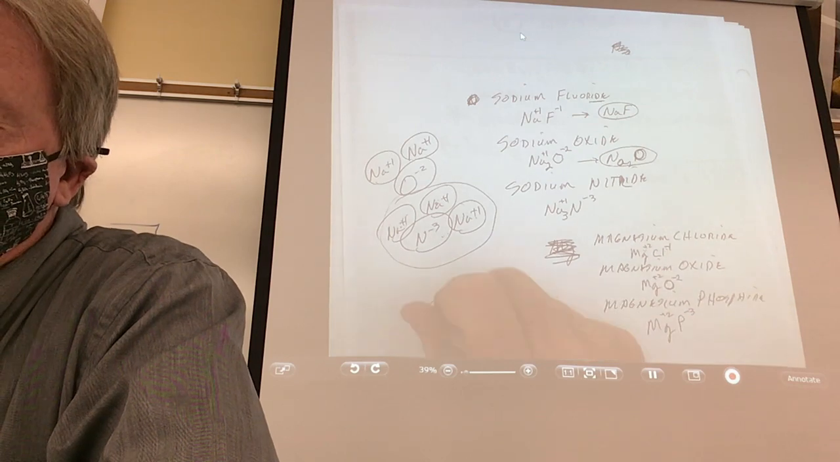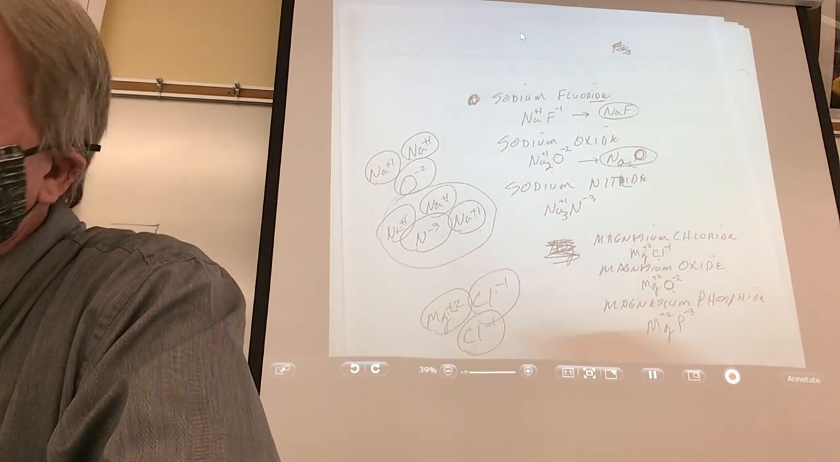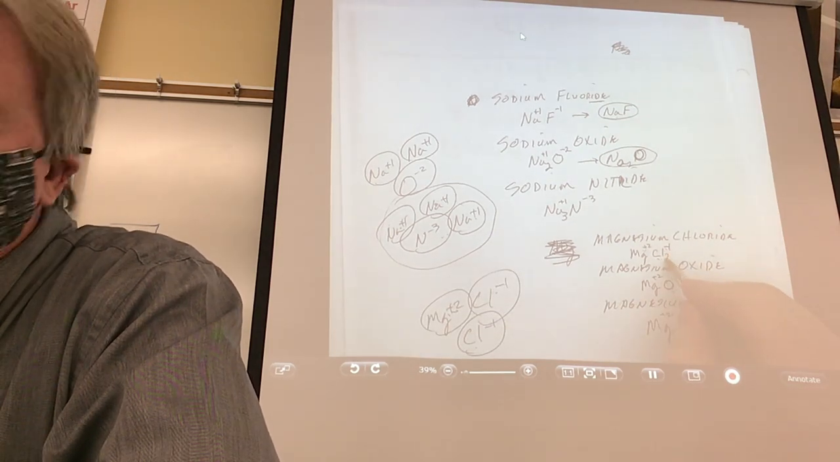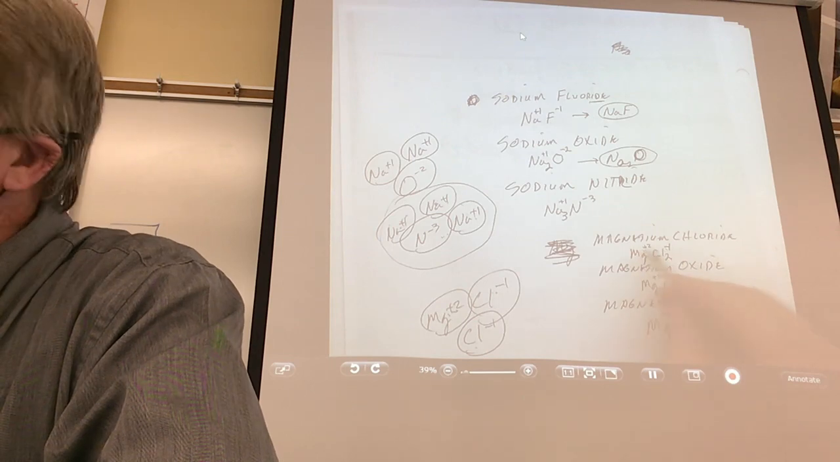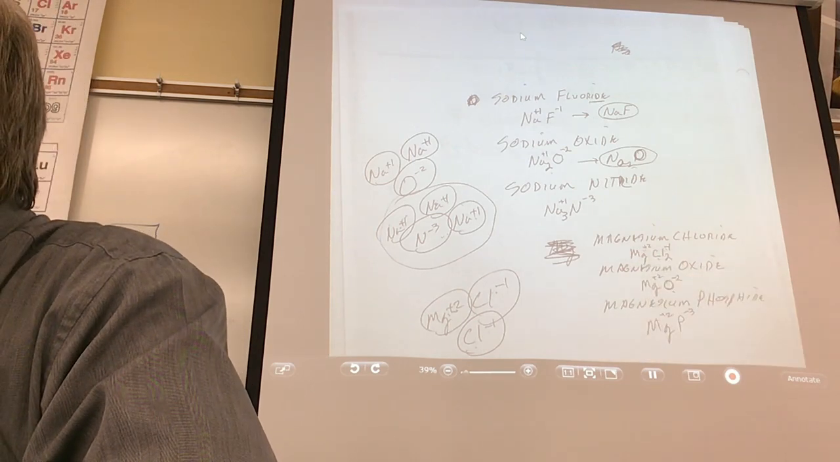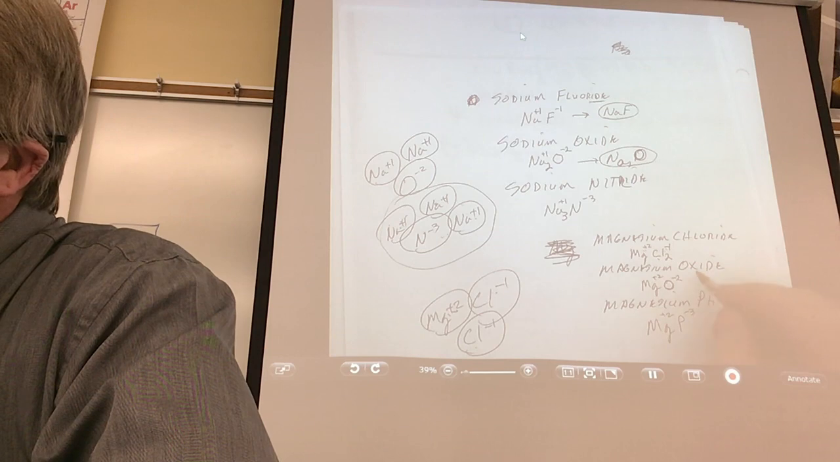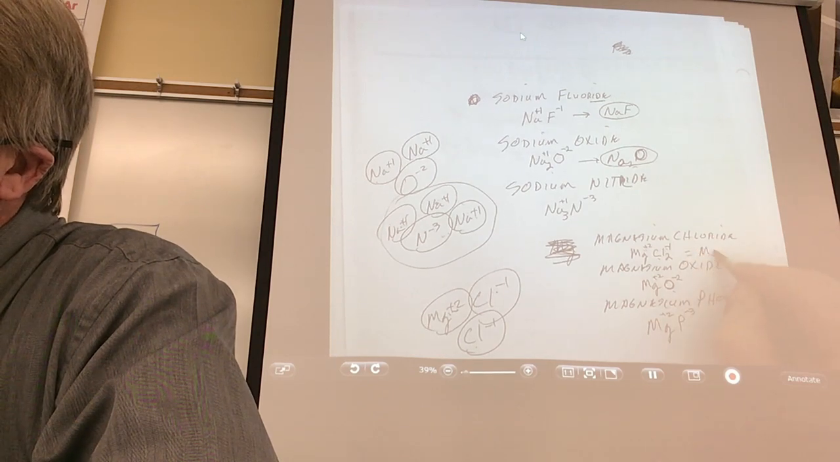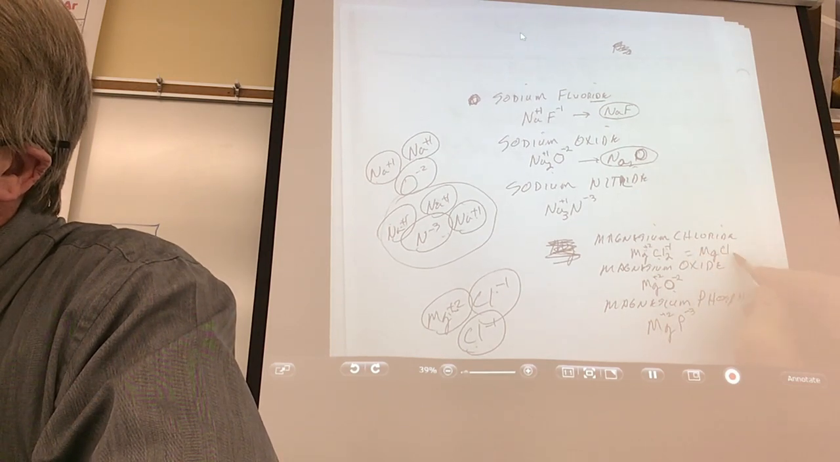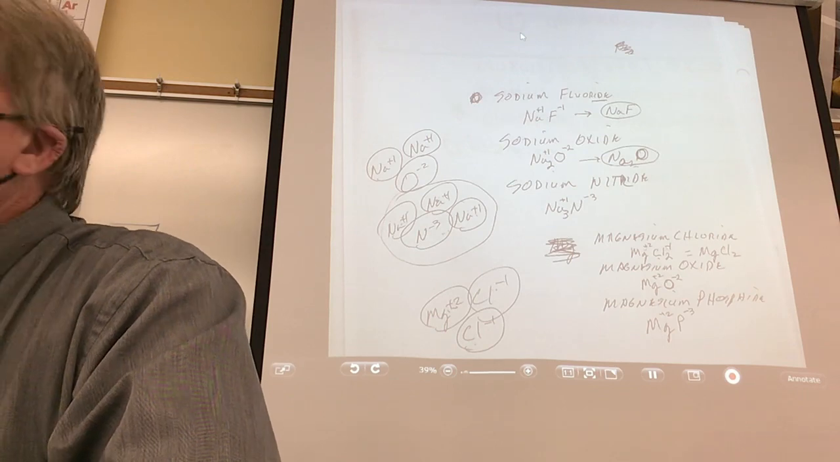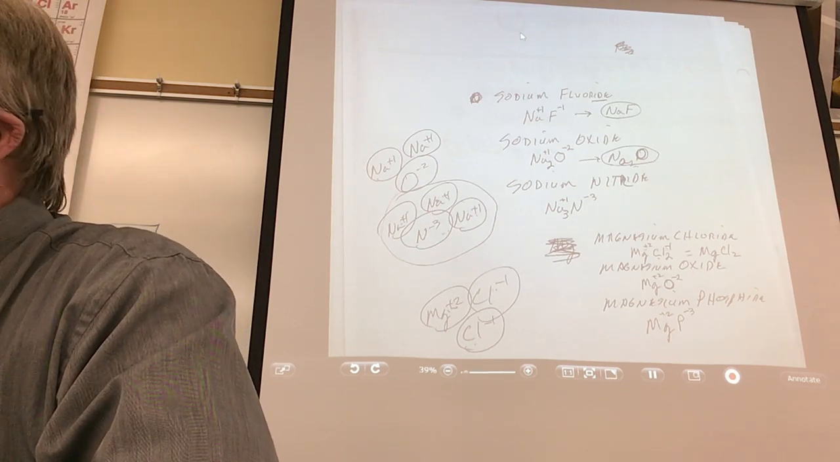How many? Here's one of those. How many of these do you need? So I put a subscript right here. See? 1 Mg and 2 chlorines, right? And that's it. And again, your final answer, you're not supposed to put the plus and minuses there, but there's your final answer.